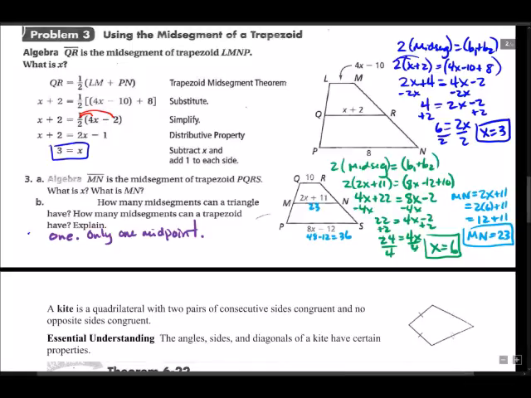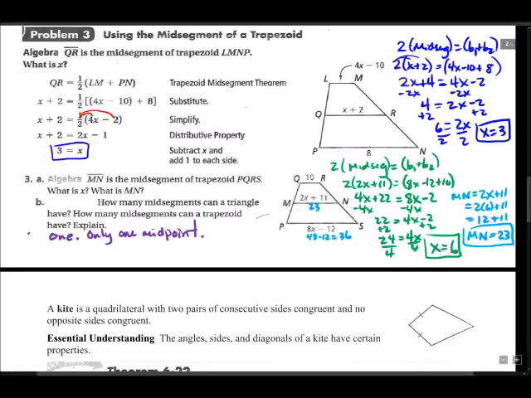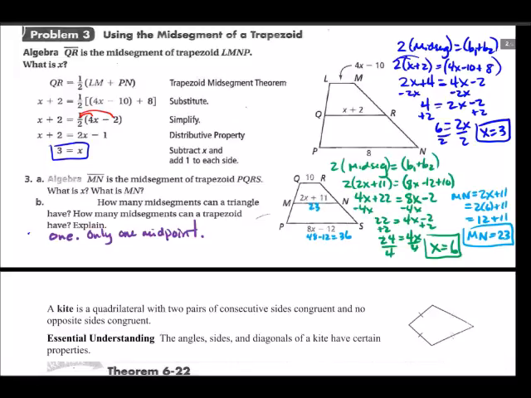And then to find the length of the mid-segment, I simply substituted x back in. We weren't asked to, but then I found the length of the other base, and we can look at it and see the top one is 10, the mid-segment's 23, the bottom base is 36. 46 divided by 2 is 23, so it all looks good.